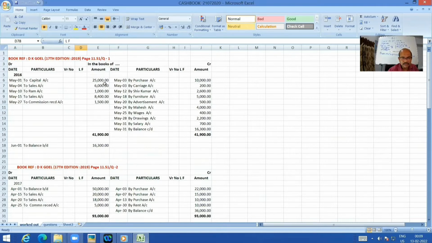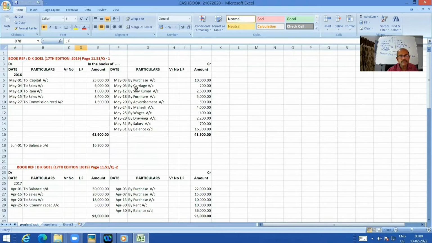See, those simple and silly entries, I will do it fast. Wherever emphasis is required for special points, it will be done, right? Thereafter, bought goods for cash 10,000. What's the journal entry? Purchase to cash or cash by purchase.